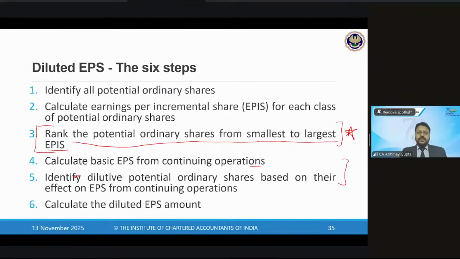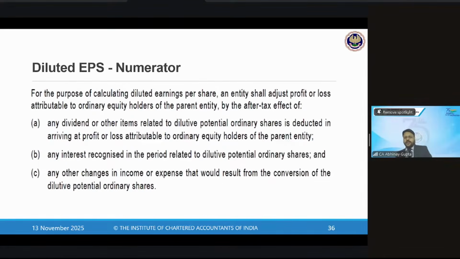Okay. Now I need to discuss one more concept on the diluted earning per share before I proceed further, right? So this is all we have discussed. Let's quickly read the slide. I have just put it up here for your revision in exams. For the purpose of calculating diluted earning per share, an entity shall adjust. Shall means mandatory. Profit or loss attributable to ordinary shareholders of the parent entity after the tax effect of any dividend or other items related to dilutive potential shares is deducted in arriving at the P&L for the equity shareholders.